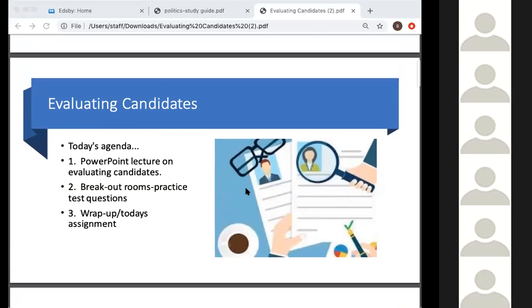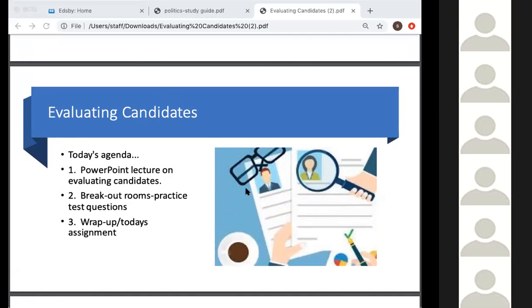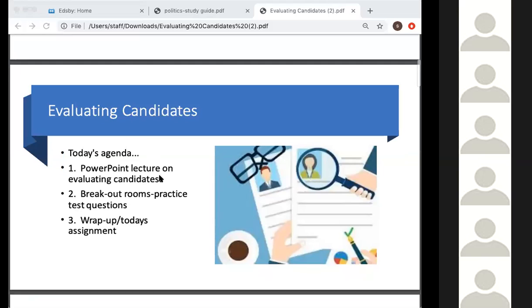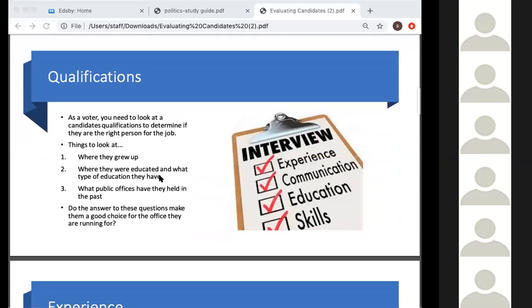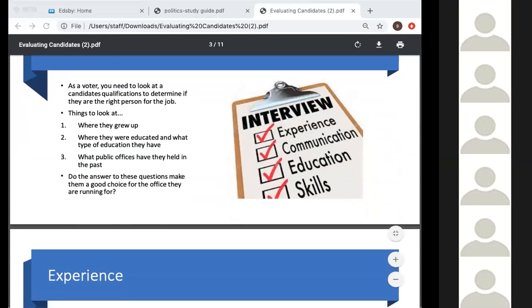All right. So what we're going to be talking about today is something called evaluating candidates. This is really simple stuff, guys. Essentially what it is: how do I know if I should vote for one person over another person? What sort of things do I look for? What sort of things do I listen for? That sort of stuff. So going through, the first thing that you really want to look at are qualifications.